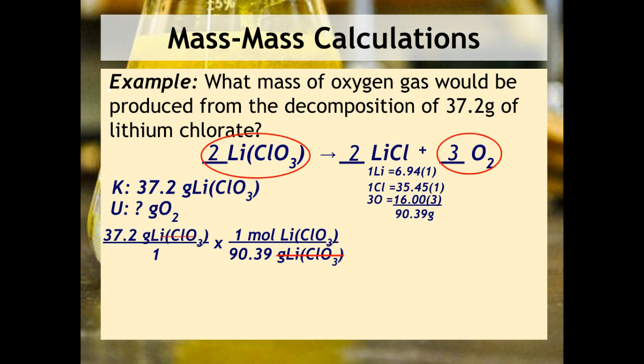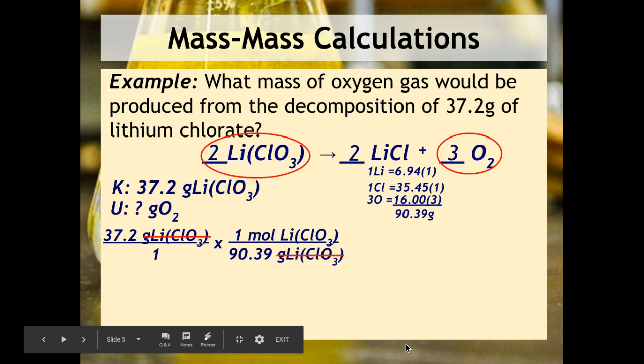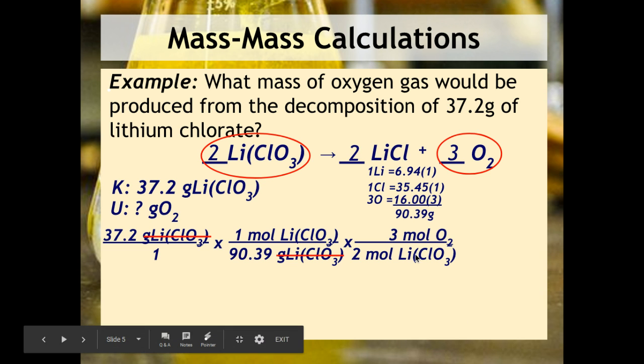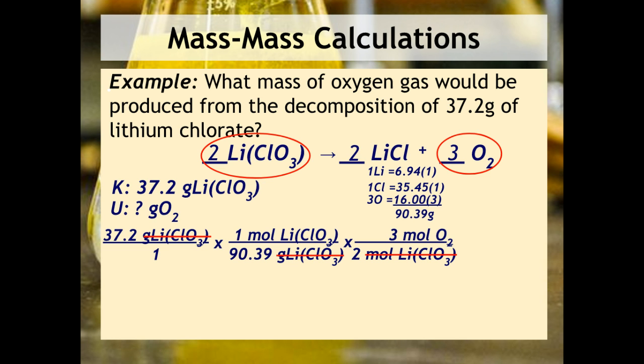My grams of lithium chlorate cancels out. Moles of lithium chlorate, is that what I'm looking for? No, I want oxygen. I'm going to have to use a mole to mole ratio to get to oxygen. I know there are 2 moles of lithium chlorate per 3 moles of O2 of oxygen. So my moles of lithium chlorate will go on bottom so they can cancel out, and my oxygen will go on top. 2 moles of lithium chlorate for every 3 moles of O2. Lithium chlorate cancels out. I'm left with moles of O2.